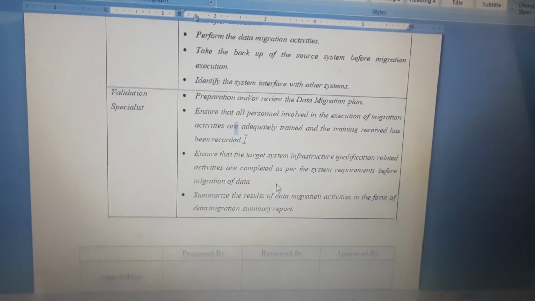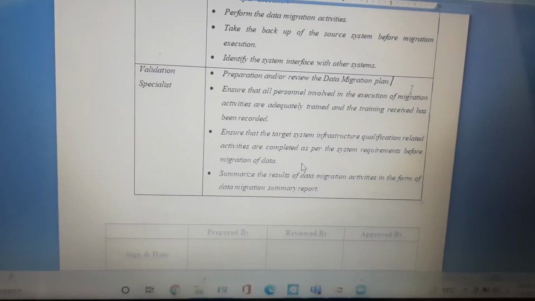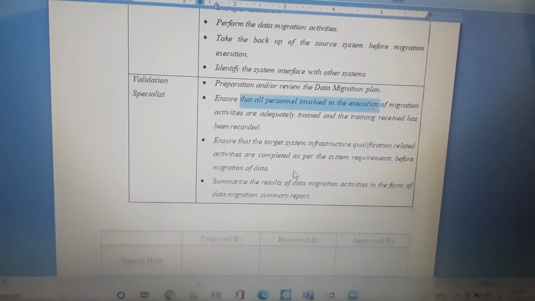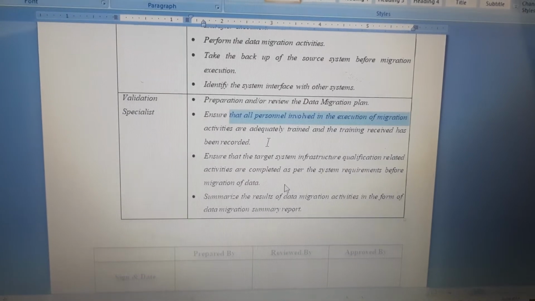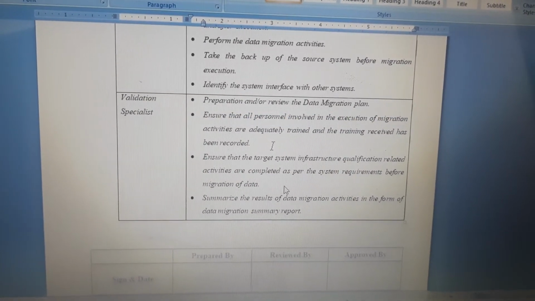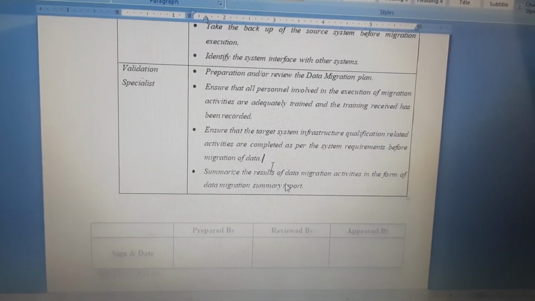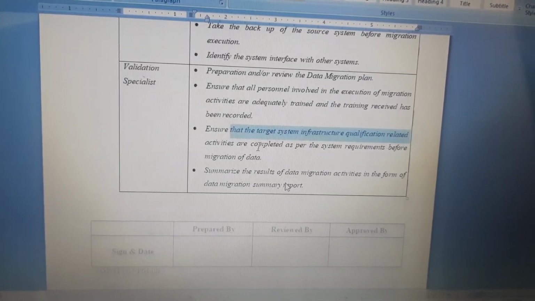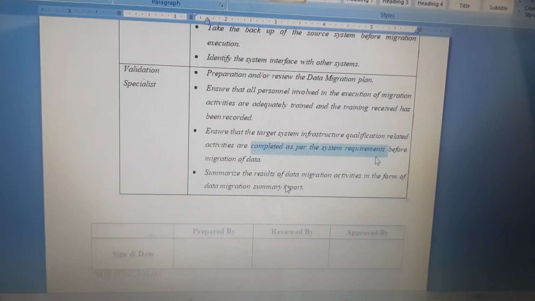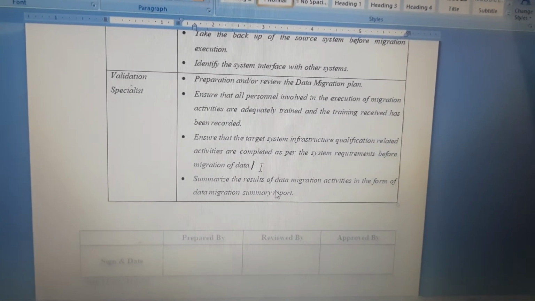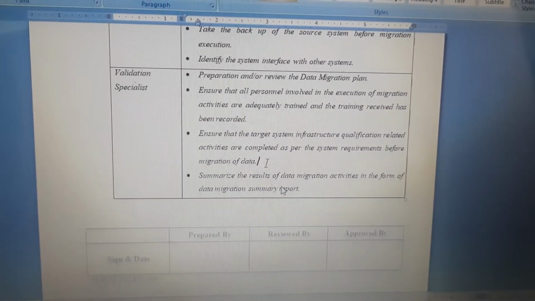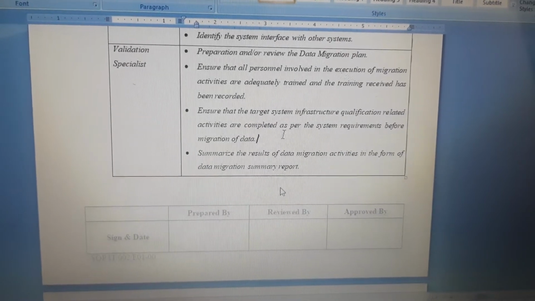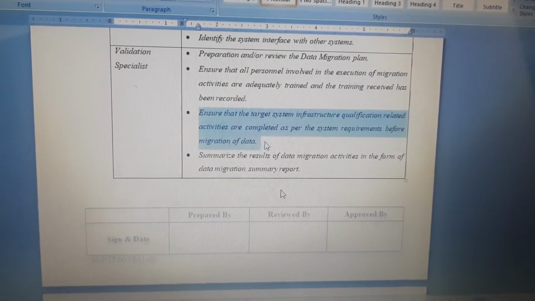Then the validation specialist prepares the data migration plan and ensures that all the persons involved in the execution of the migration are adequately trained and training reports are prepared. Ensure that target system infrastructure qualification related activities are completed as per the system requirement before the migration of the data. This is an important point we have to understand.